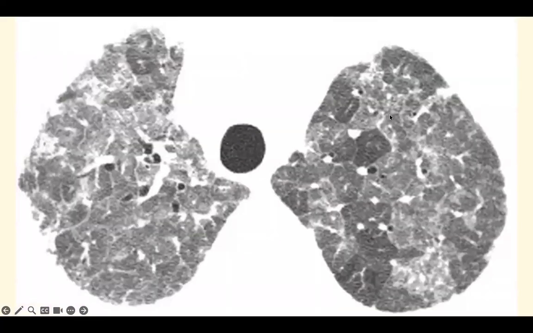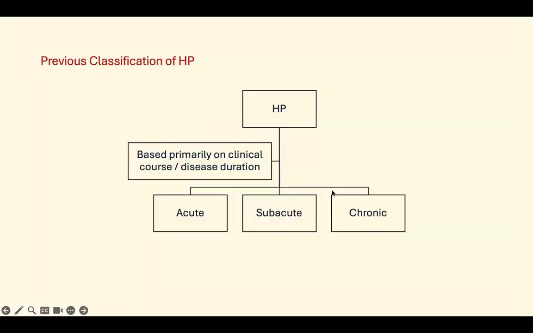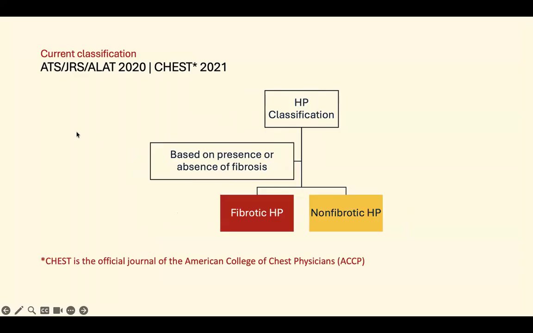The combination of ground glass opacities and air trapping or mosaic attenuation, in addition to normal lung, will produce the three density sign. The previous classification of hypersensitivity pneumonitis was based on the clinical course and disease duration. It was classified into acute, subacute, and chronic, and this is obsolete now. The current classification is based on the presence or absence of fibrosis. Thus, the two main categories are fibrotic HP and non-fibrotic HP.